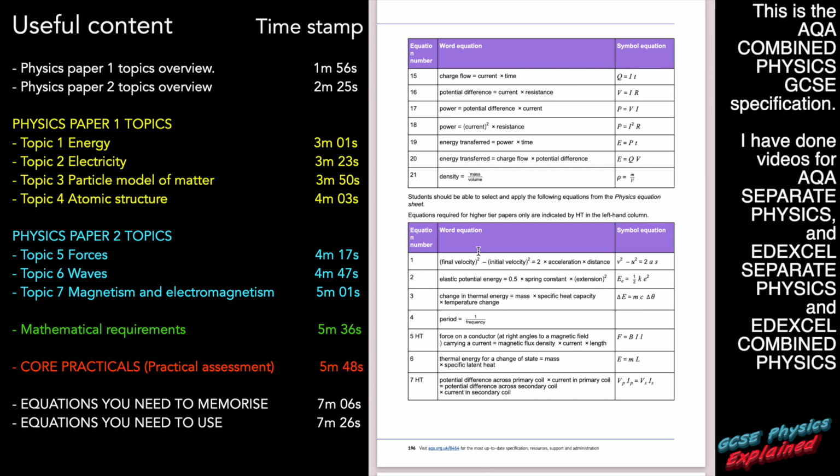However, these equations down here, you just need to be able to select and apply. So that means these equations will be given to you in your exam, and you have to know which one to use for a particular question. It's a good idea to have had a look at them before you go into the exam, so you're not just seeing them for the first time, otherwise you probably won't understand them.